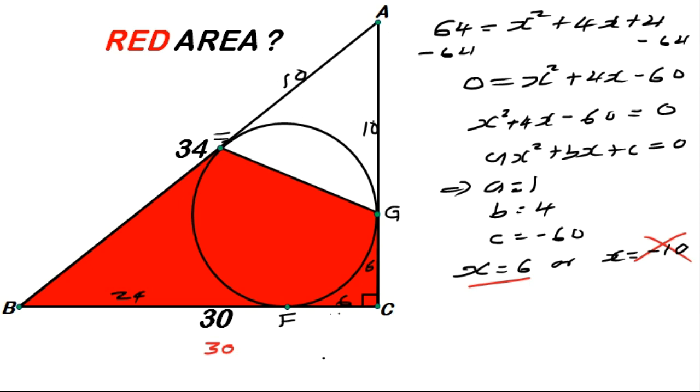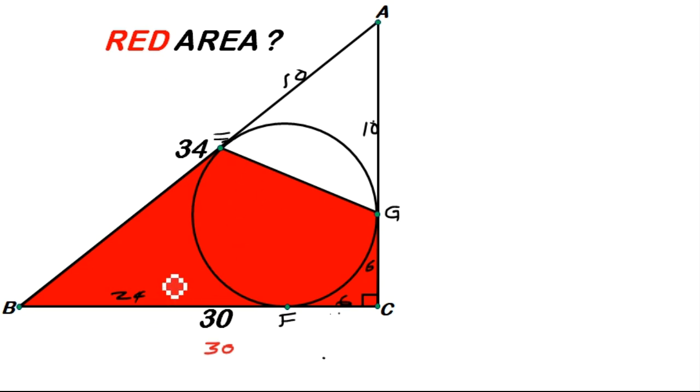So having done that, how do we get the area of the red region? Now getting the area of the red region is very simple. Remember from C to G was x, we found to be 6. From A to G we found is 10. So 6 plus 10, it means the whole of this length is 16. From A to C is 16. Then from B to C is 30. So it means we can get the area of the right angled triangle.